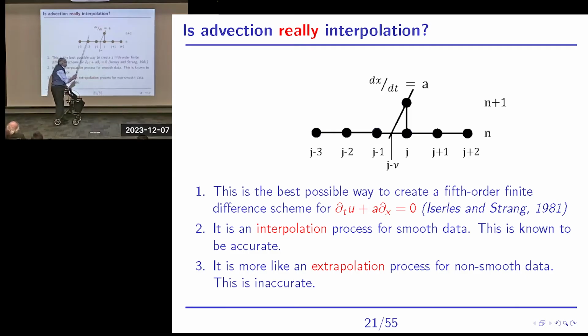It looks like an interpolation problem. It would be an interpolation problem if this was nice, smooth data. But in hyperbolic problems, you very seldom do have nice, smooth data. You have discontinuities for all sorts of reasons. And then what you're doing is extrapolating from outside the domain of dependence into the domain of dependence. You're extrapolating from the other side as well. So this is not as simple a process as I've often tried to lead people to believe.